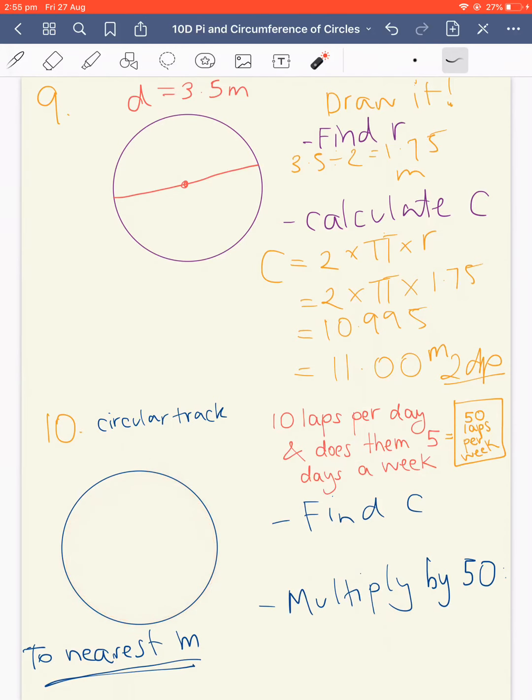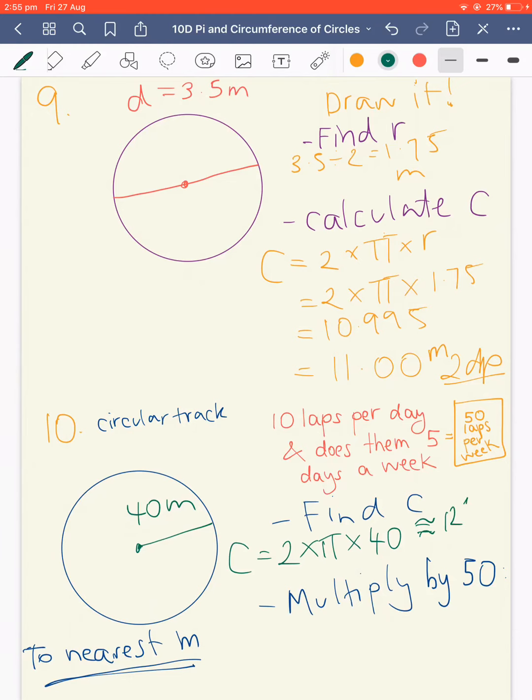So when I actually do this, I do the following. And I have 40 meters. Let's just put that onto our diagram. So we have our radius of 40 meters. So my circumference is going to be 2 times pi multiplied by 40. So my answer actually ends up being, as my circumference, approximately 125.66 and so on and so on.